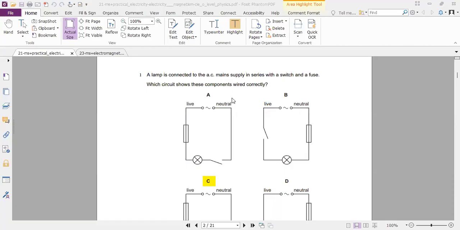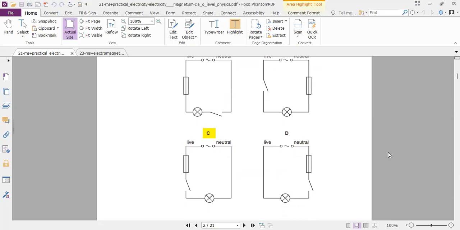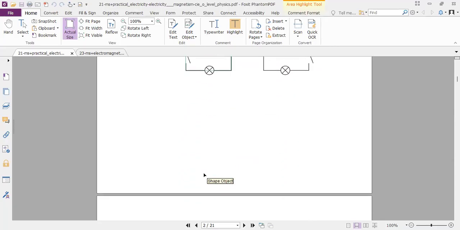So we will look at practical electricity MCQs. Number 1. If you want to connect a lamp, where would you place the fuse and the switch? We know that the fuse always goes on the live wire, so does the switch, because if any of them is disconnected, the lamp should be disconnected from the mains, and that's why we have this one, right choice.